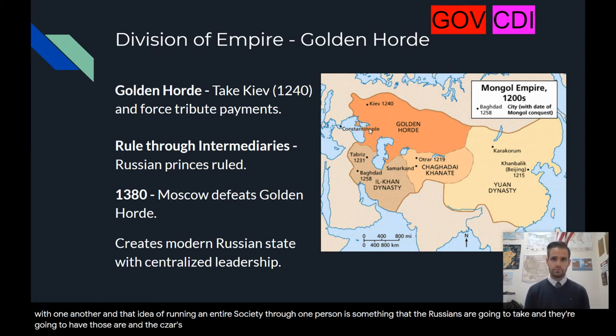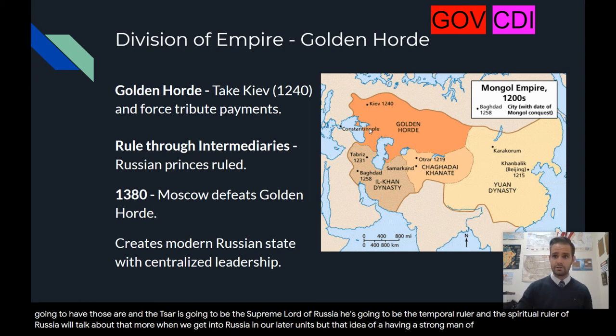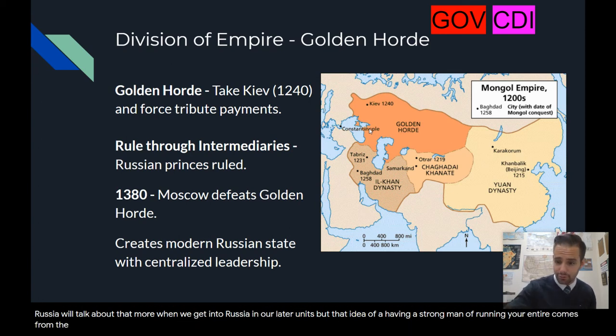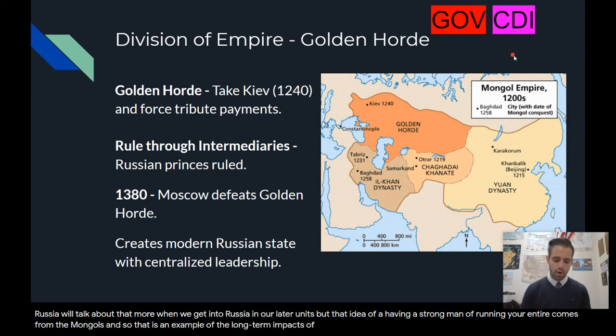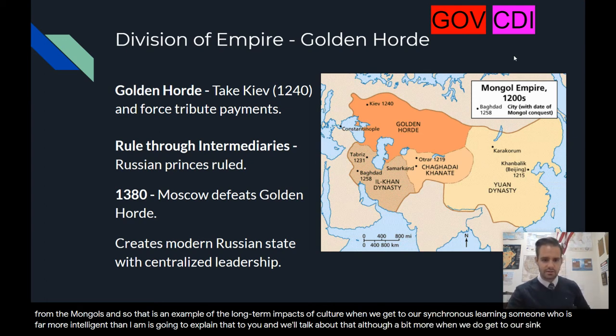And the czar is going to be the supreme lord of Russia. He's going to be the temporal ruler and the spiritual ruler of Russia. And we'll talk about that more when we get into Russia in our later units. But that idea of having a strong man, of running your entire society through one person, that comes from the Mongols. And so that is an example of the long-term impacts of culture. When we get to our synchronous learning, someone who is far more intelligent than I am is going to explain that to you. And we'll talk about that a little bit more when we do get to our synchronous session.